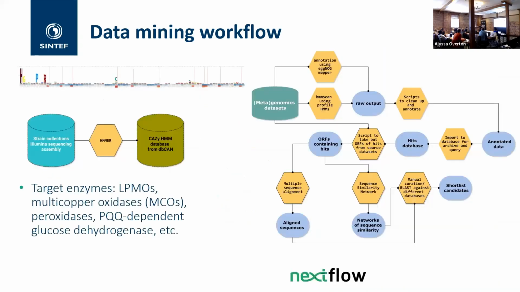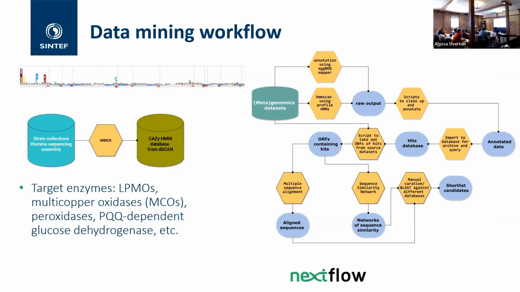Basically, we were a little bit naive at the beginning, so we started very simple. We used HMMER and profile HMMs to look for new enzymes. At the beginning we used the dbCAN profile HMM library, because it is a very good set of HMMs that we use for looking for carbohydrate active enzymes. The target enzymes are LPMOs, multicopper oxidases or laccases, peroxidases, and other glucose dehydrogenases.